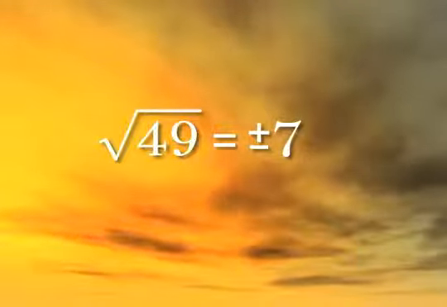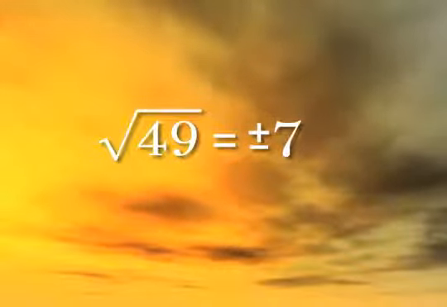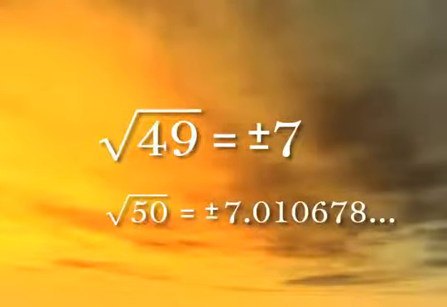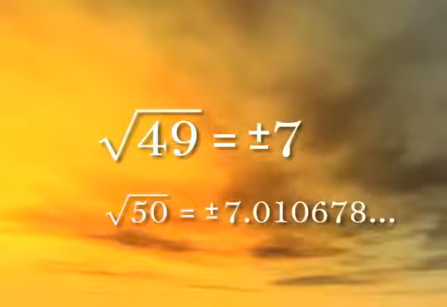49 is a perfect square. A perfect square is a number whose square root is a whole number, like positive and negative 7. The square root of a number like 50 is going to end in a messy decimal amount that needs to be rounded off. 50 is an imperfect square.